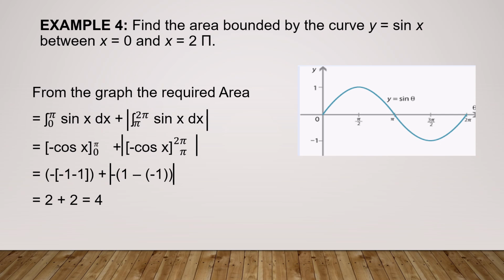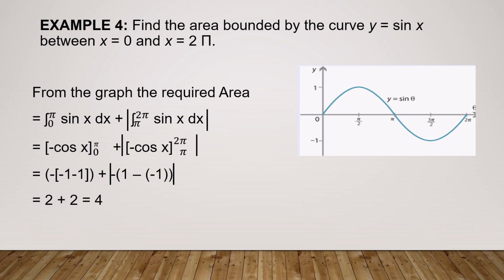Now over here also you can see that in the first part from 0 to pi sine is positive, above the x-axis, but from pi to 2 pi it is negative, means below the x-axis. So as I told you, even if the area is negative, you have to consider the positive value. Area will always be positive. So in the second case I have written mod because you have to consider the mod value, since the area will be negative. The curve is below the x-axis.